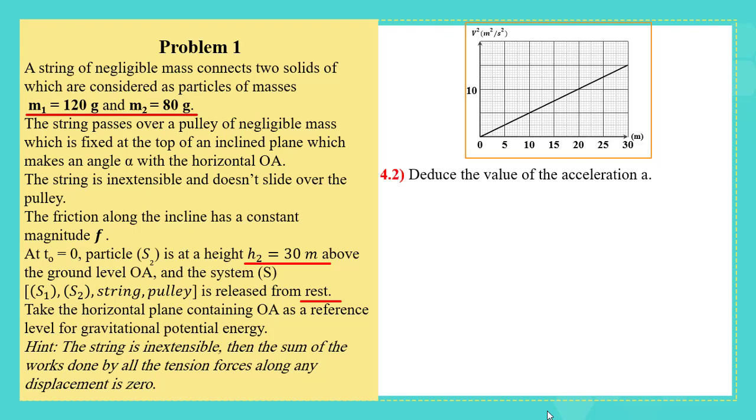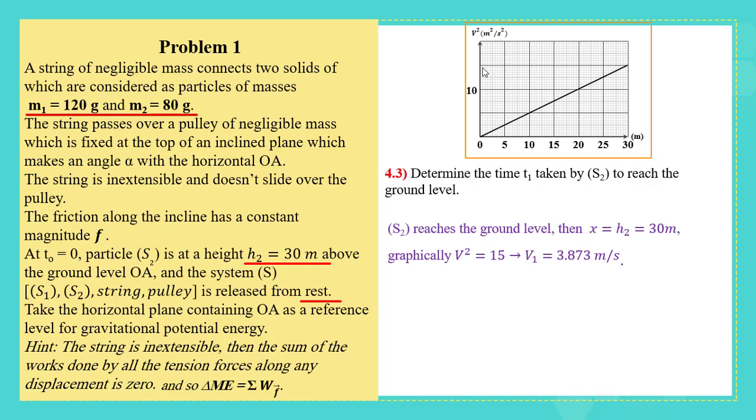Deduce the value of the acceleration a. Simply, from part 3, a equals 1 minus 5f. F is 0.15. The answer is 0.25 meters per second squared. Determine the time t1 taken by S2 to reach the ground level. Look back to the graph. At 30 meters, v squared will be equal to 15 meters squared per second squared, because 2 divisions equals 10, so a division is 5. 10 plus 5 is 15 meters squared per second squared.